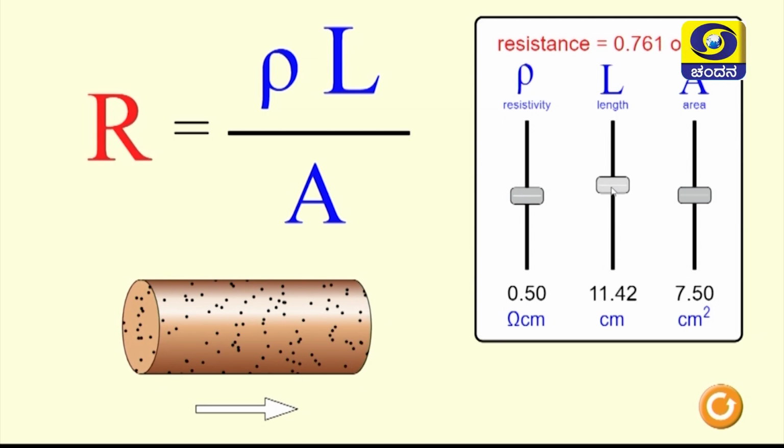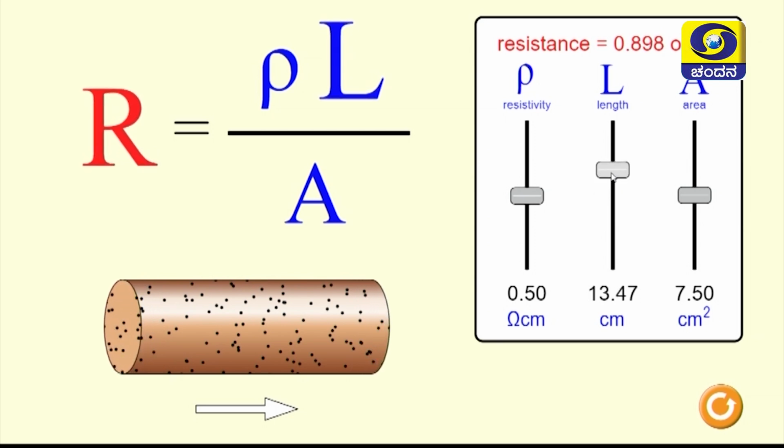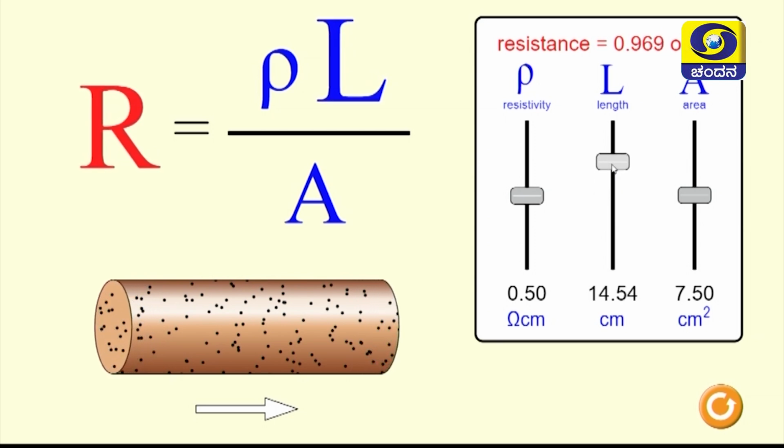See, the length is increasing and the resistance at the top, yes, it is increasing. So now the length is 15 centimeter and the resistance, earlier it was 0.667, now the resistance is 1.01 ohm. So what is the reason, children?